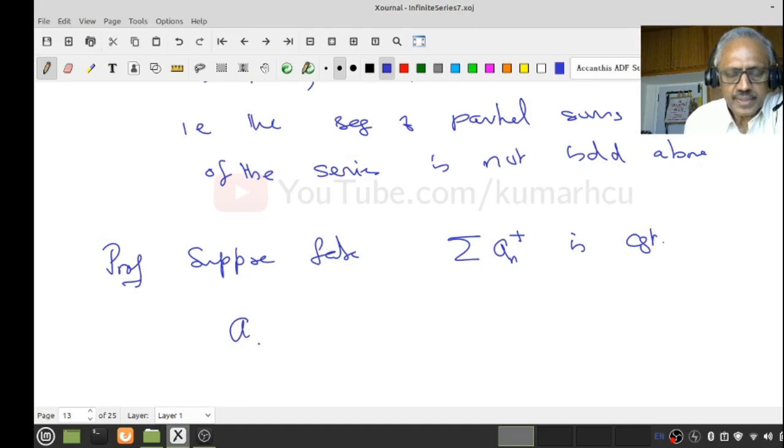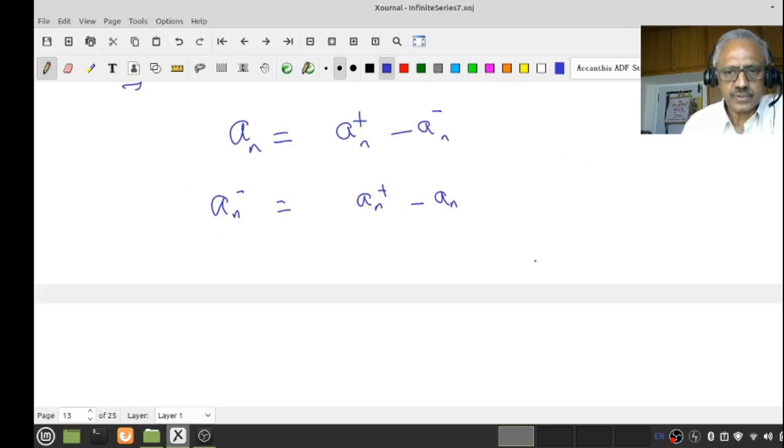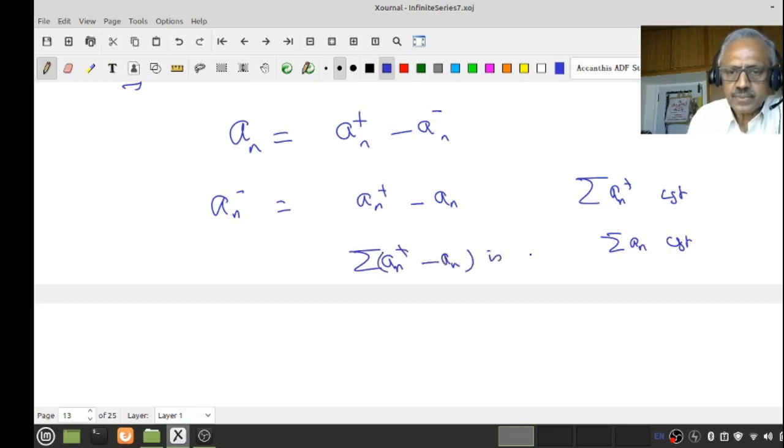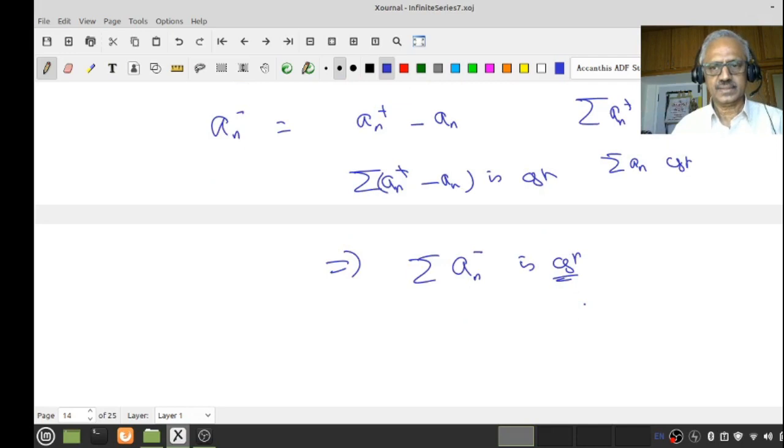Now let's look at an. What do we know? We know an is equal to an plus minus an minus. Therefore, for each n, an is this. Therefore, I have an minus is an plus minus an. Do you accept it? And now comes the trick. Now what do I know about the series an plus? By assumption, it is convergent. And what do I know about the series an? This is convergent. Therefore, by algebra of convergent series, this series an plus minus an is convergent. That is nothing other than an minus, because an minus is an plus minus an. Do you all agree with that?